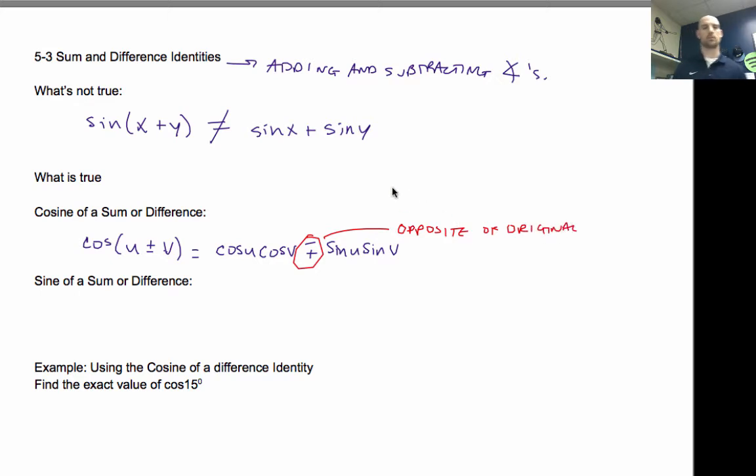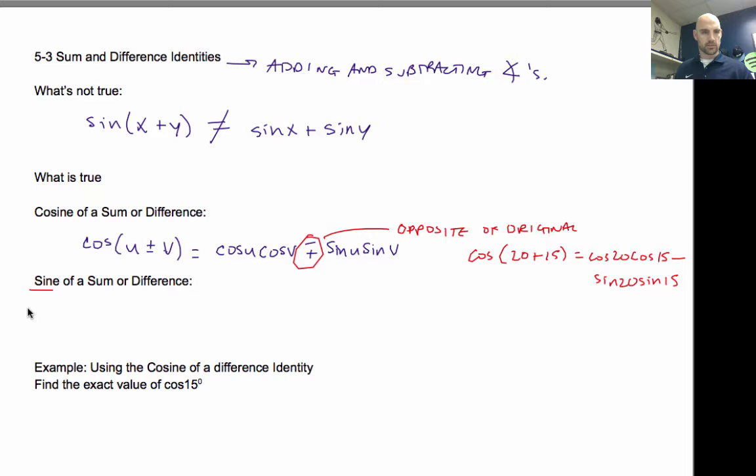For example, if I've got the cosine of 20 plus 15, it's going to be equal to the cosine of 20 times the cosine of 15. And because this is a plus, this would be minus the sine of 20 times the sine of 15. The way they're grouped is important, but look, I started out with two angles and I'm going to end up with four trig functions.